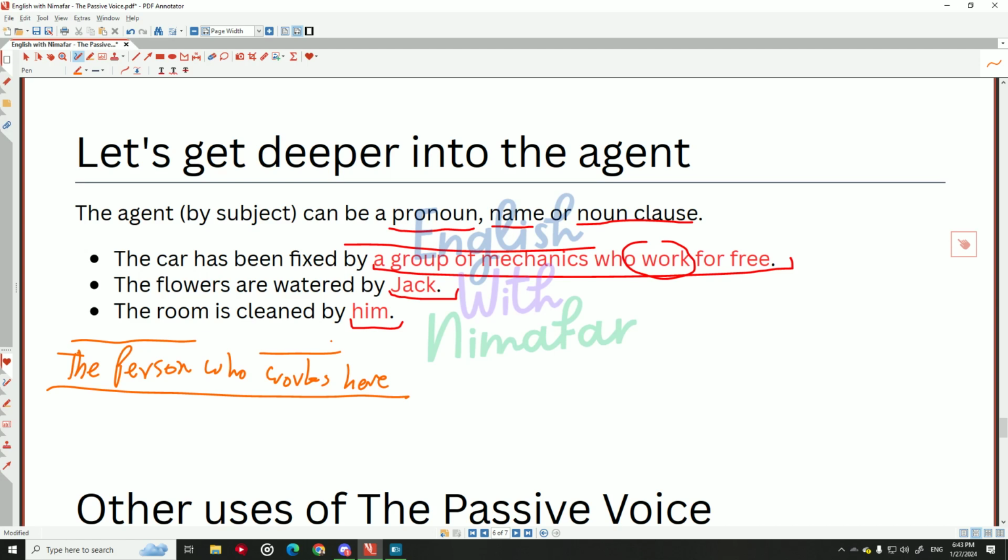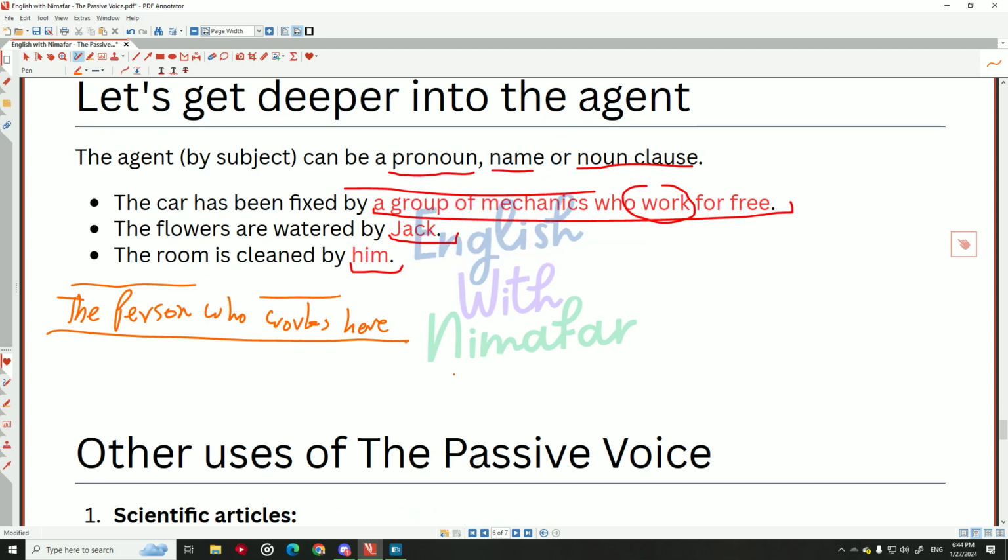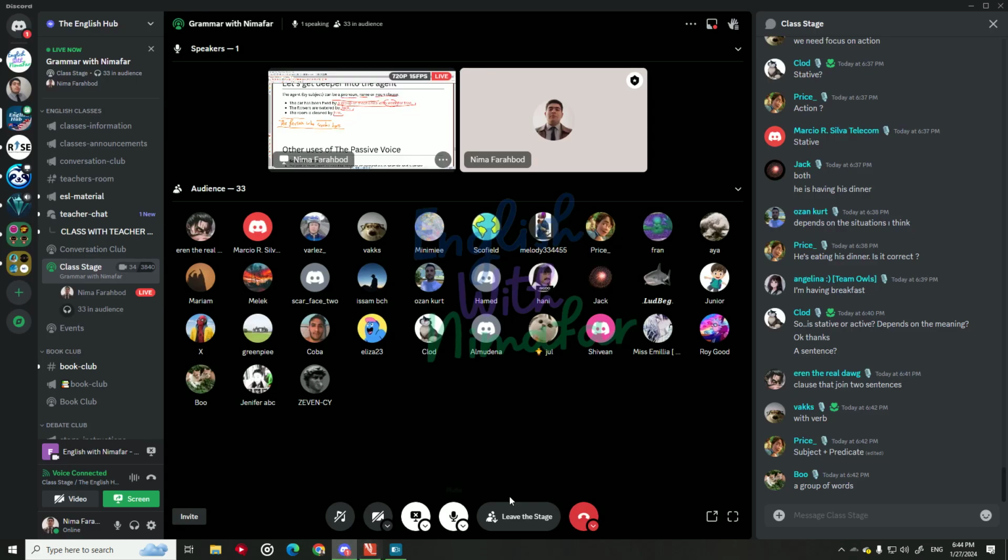But I can say the car has been fixed. The car has been fixed. I can say that. That's an independent clause. So we have different clauses here. A group of words, yes.